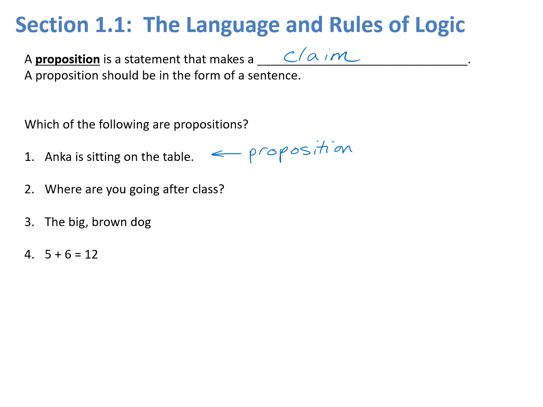Number 2, where are you going after class? Now, this is a question. It's not really stating something, it's asking you about something. So this is not a proposition. Number 3, the big brown dog. It's telling you something, that the dog is big and brown, but it's not making a claim. It's just describing something.